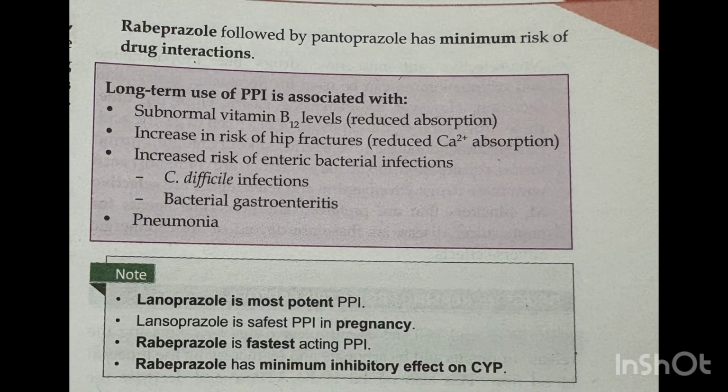Lansoprazole is the most potent proton pump inhibitor. Lansoprazole is the safest proton pump inhibitor in pregnancy. Lansoprazole most potent, lansoprazole safest in pregnancy. Rabeprazole is the fastest acting proton pump inhibitor. Rabeprazole has minimum inhibitory effect on CYPs.